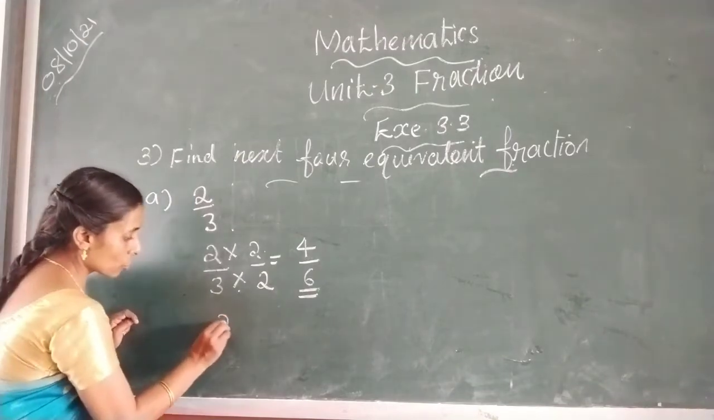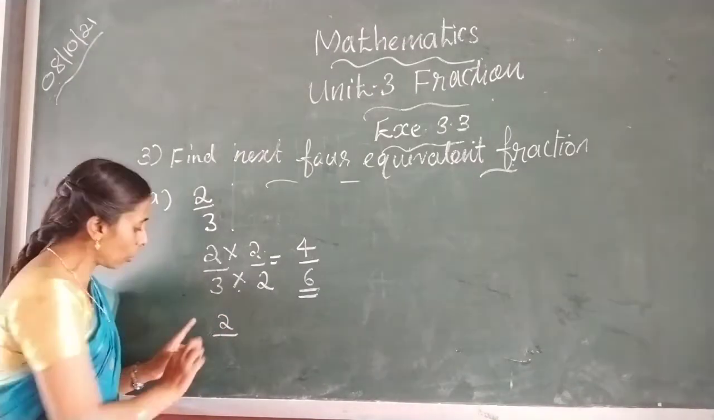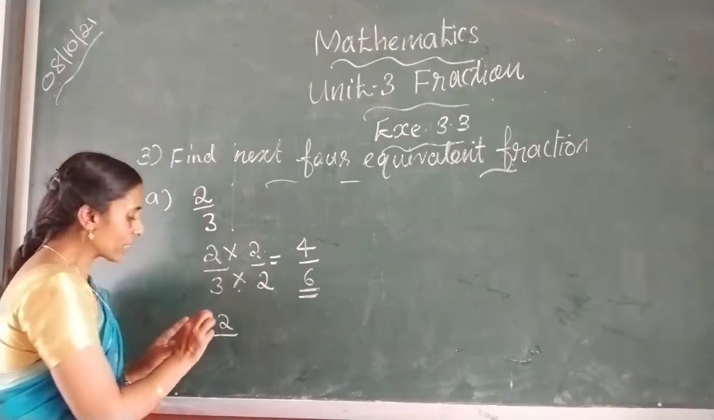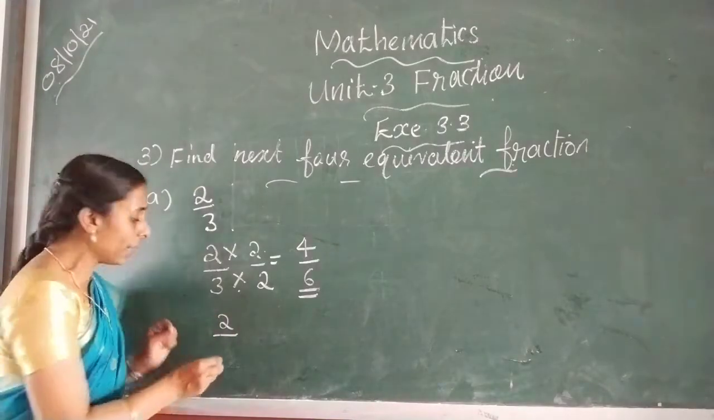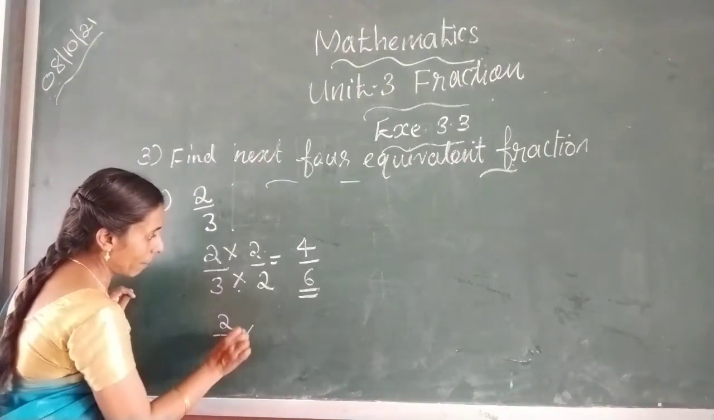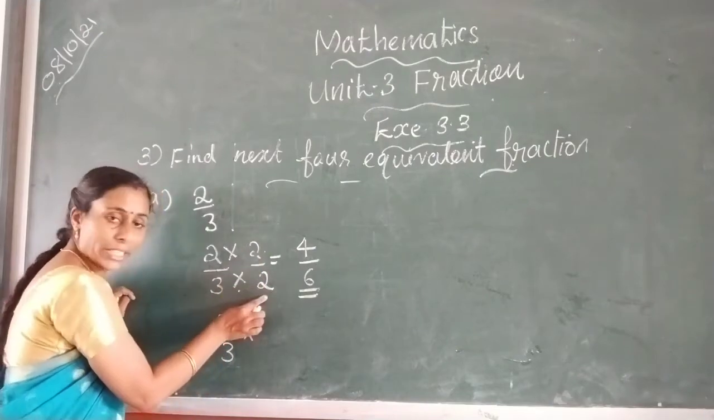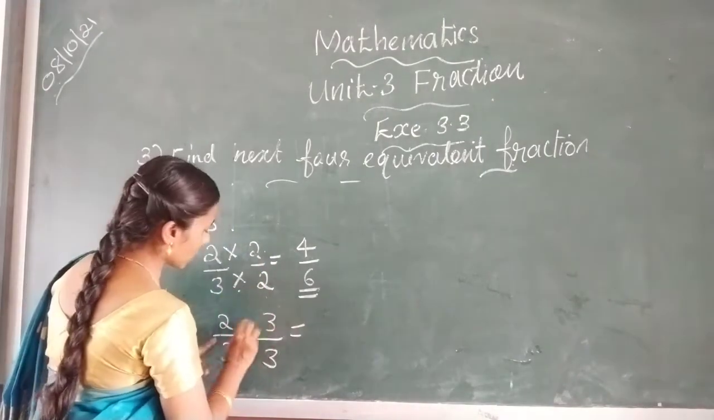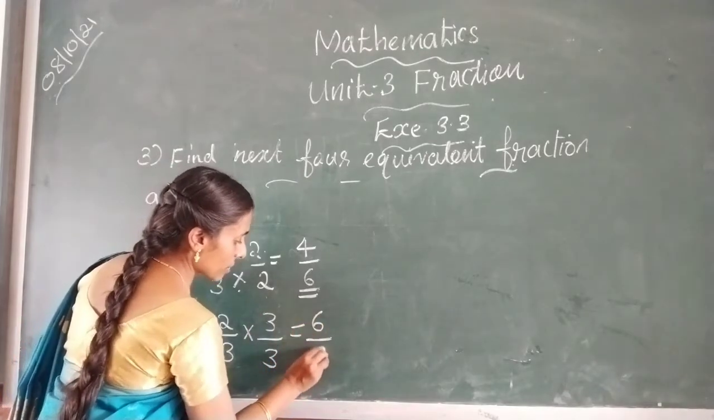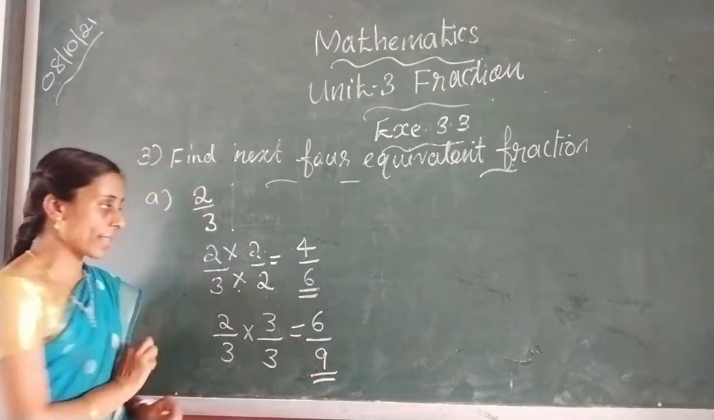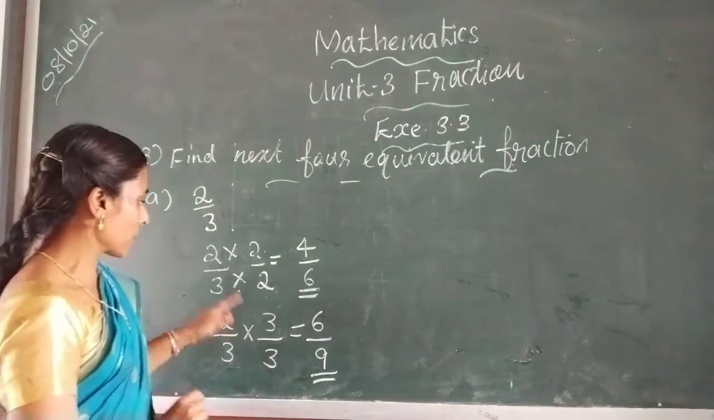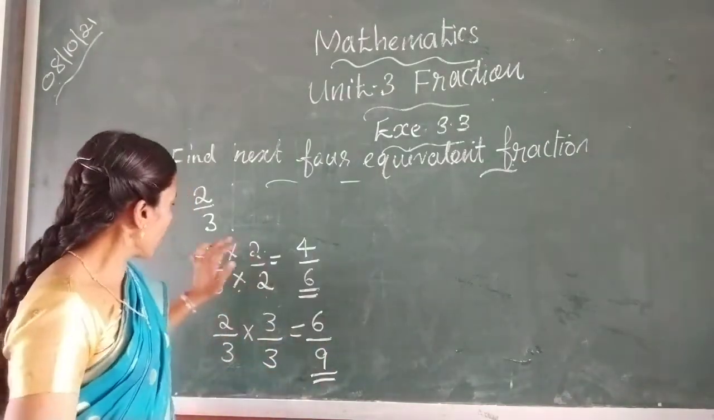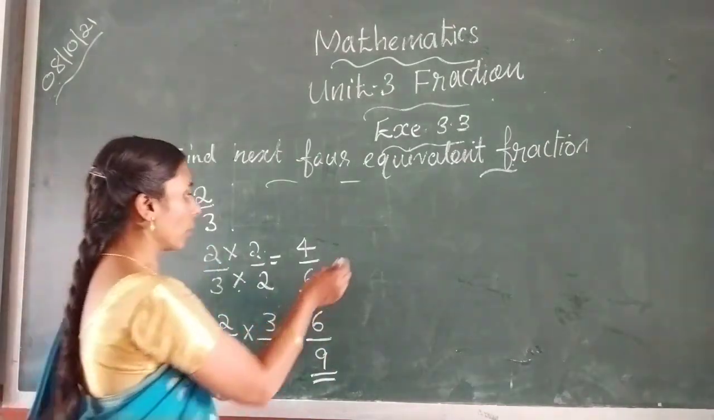Next one. Don't forget to draw the line to separate numerator and denominator. 2 upon 3 multiplied by 3 upon 3. 2 3s are 6, 3 3s are 9. This is the third equivalent fraction, actually. For the second one, third one. Now we are going to do the next one.